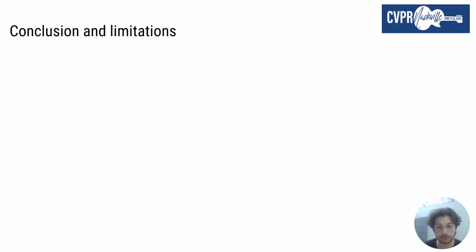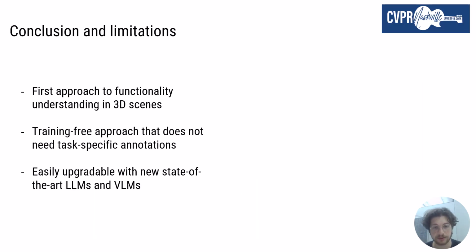So in conclusion, we provide the first method for functionality understanding in 3D scenes, which is also a training-free approach that does not require task-specific annotations. And additionally, the architecture of Fun3DU is very modular, and this allows it to be easily upgradable with new state-of-the-art LLMs and VLMs as soon as they come out.